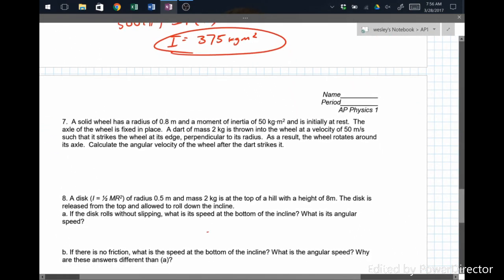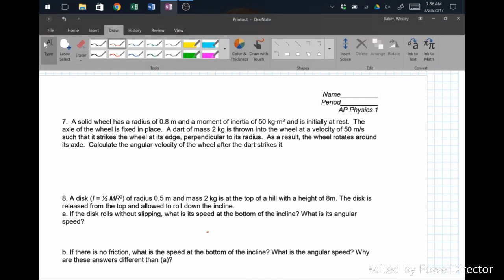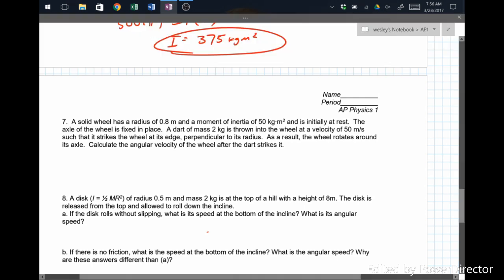All right, number 7, we have a wheel with a radius of 0.8 and a moment of inertia of 50, and it's initially at rest. The axle of the wheel is fixed in place. We're going to shoot a dart at that wheel. So, I'm going to draw the situation here. We're going to take our dart and shoot it at the edge here. So we're going to rotate about the center.